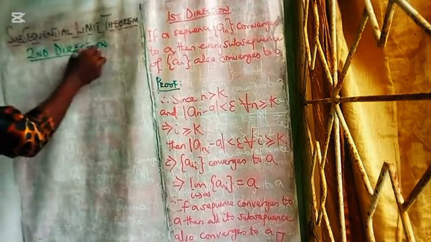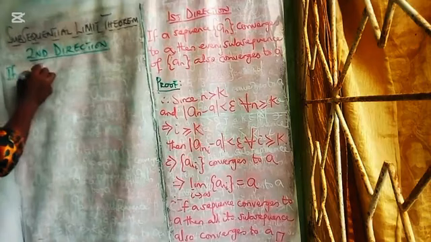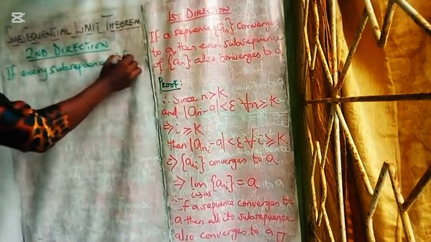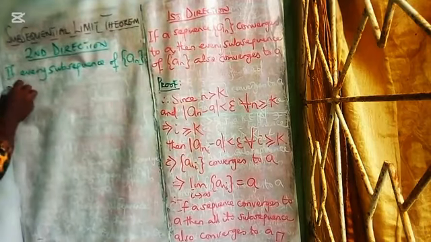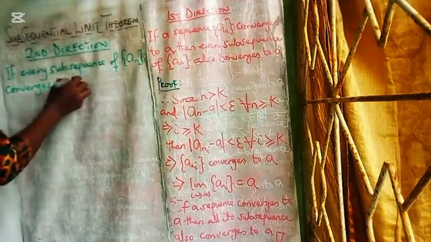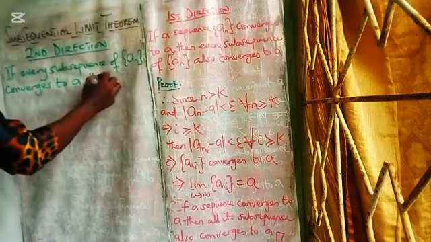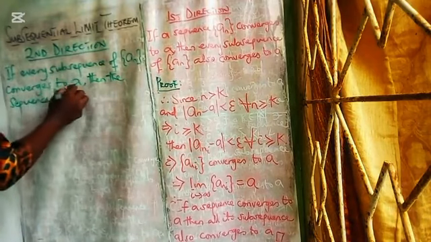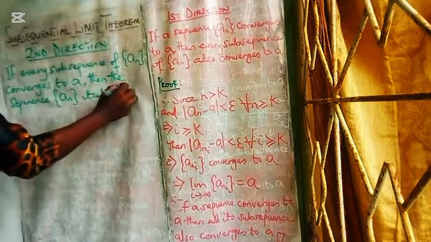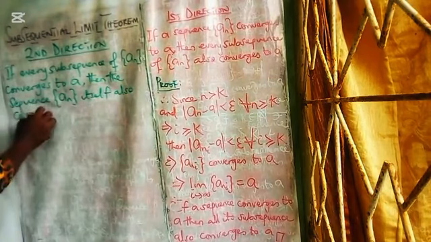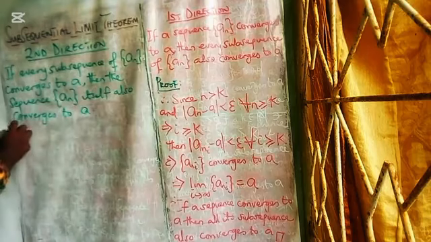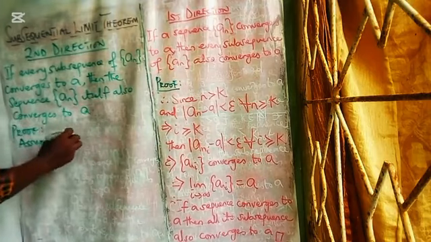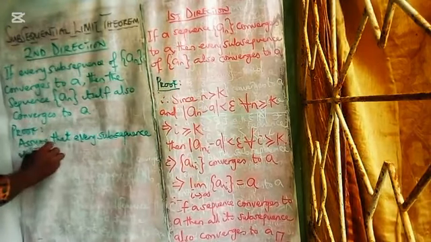The second direction says that what? If every subsequence of A sub n converges to A, then the sequence A sub n itself also converges to A. Again, we are proving, assume that every subsequence of A sub n converges to A.